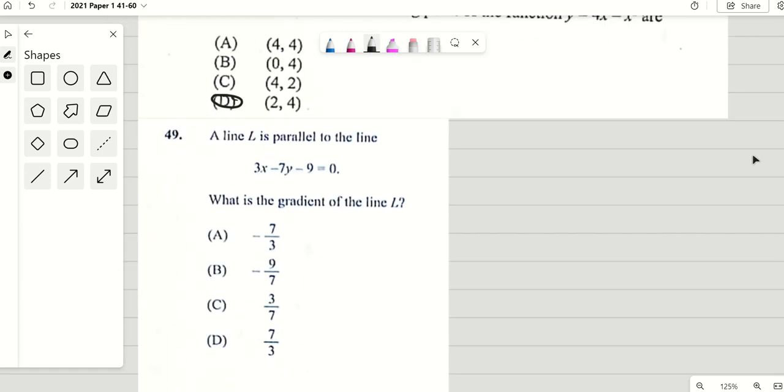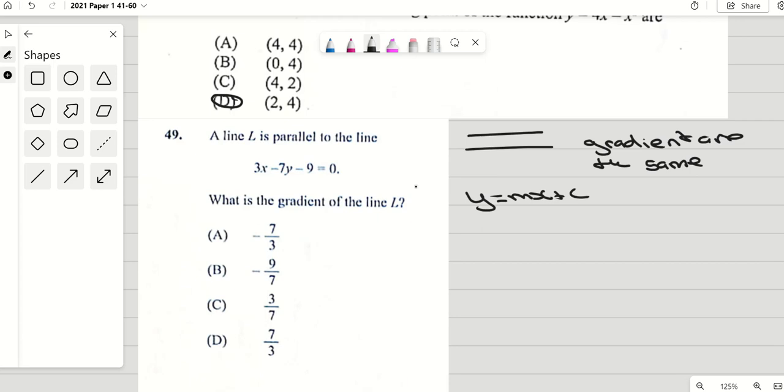All right, now let's look at number 49. The line L is parallel to the line. So I told you guys that for parallel lines, your gradients are the same, right? And they say, what is the gradient of line L? Basically, you want to find the gradient of this line. Remember the gradient. You have to know that y is equal to mx plus c. You make y the subject and the coefficient of x, or the number that is in front of x, would be your gradient. So let's see.